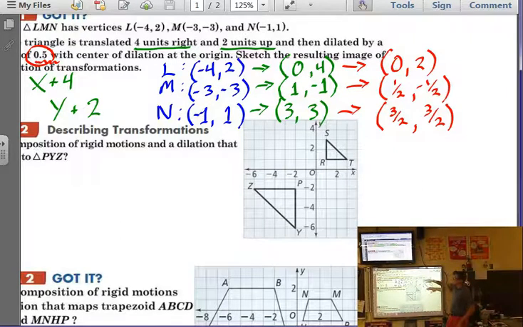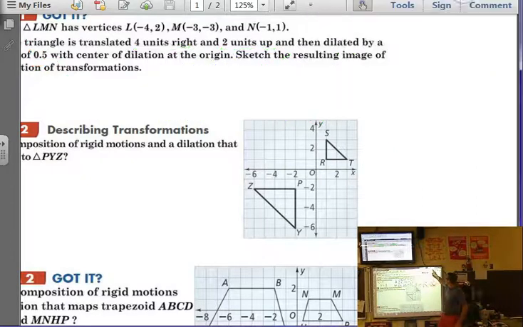And then our dilation factor of 0.5 tells me that all of my values are going to be half the distance away from the origin that they currently are. So I half each of my x and my y values to find my final points. So this would be L double prime, this would be M double prime, and this would be N double prime. So if you wanted to put those on a graph, that would be your final location for LMN, now translated to the double prime.